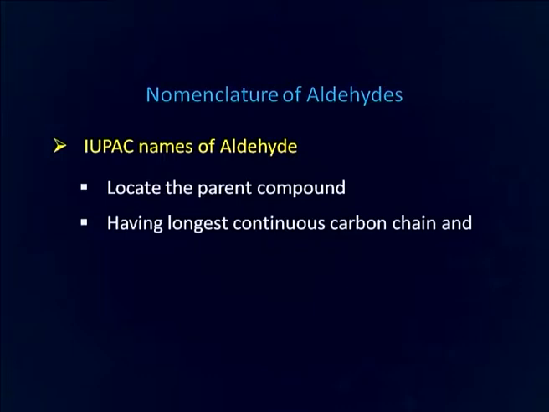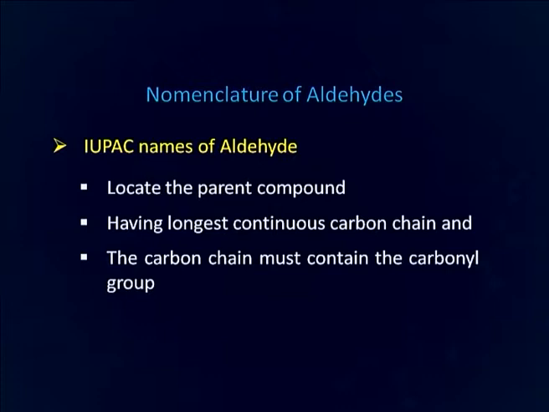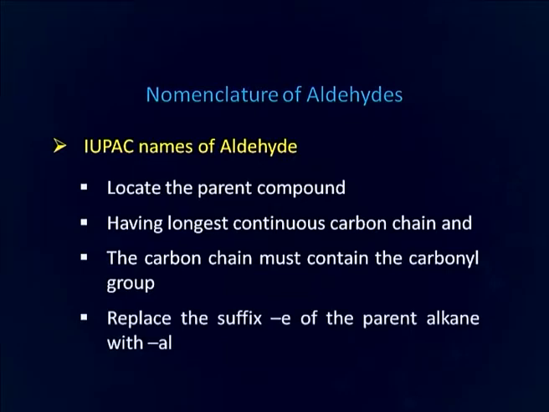Parent compound means we have to locate a compound having the longest continuous carbon chain, and the carbon chain must contain the carbonyl group in it. Then replace the suffix E of the parent alkane with al. Number the chain with the carbonyl carbon as number 1 and then name other substituents.